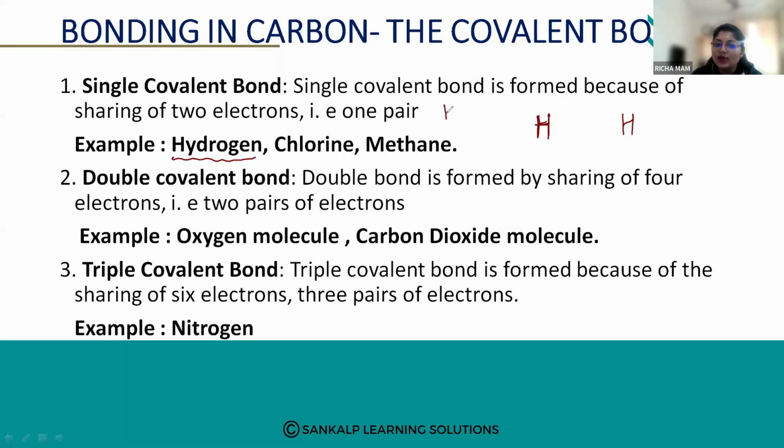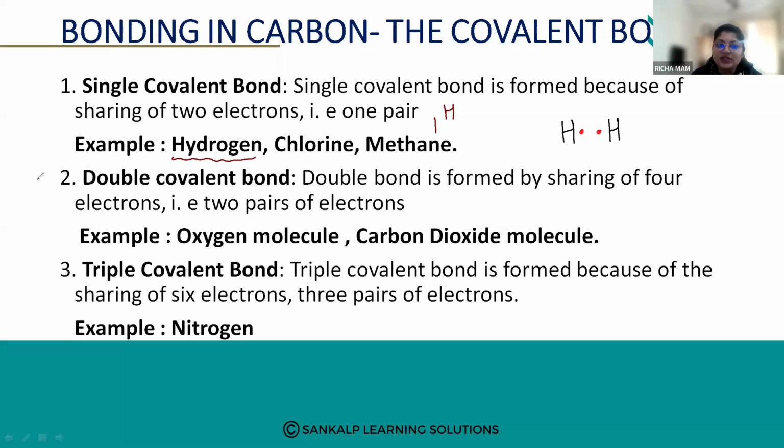It is 1. Hydrogen is 1. So how do we represent? How many electrons has hydrogen? Hydrogen has 1 electron. So here, hydrogen, and one more hydrogen. How many electrons has hydrogen? Hydrogen has 1 electron. This hydrogen will also have 1 electron.